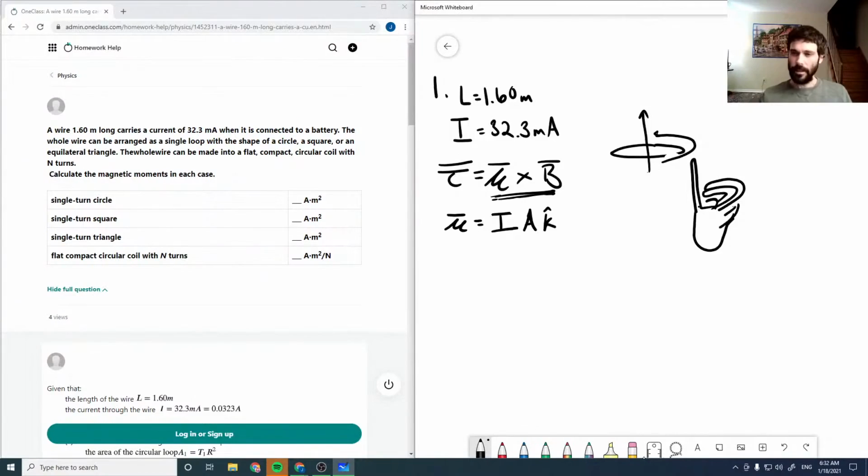Quite scary looking hand, but I think that's the explanation. I'm just going to erase that because it kind of scares me. All right, but the magnitude of our magnetic moment, which I'm just going to call mu from now on, is just IA.